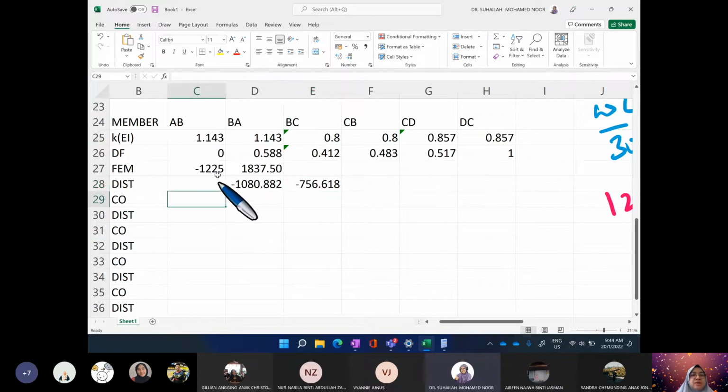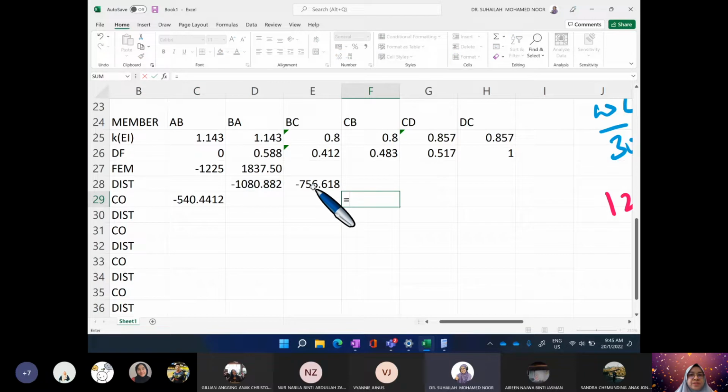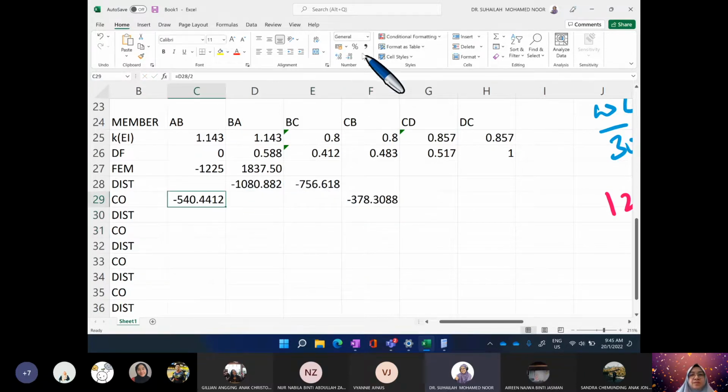So we continue with the next step, which is carry over. We times with the carry over factor, it is 0.5. So this value divided by 2, and this value we also divide by 2. Okay, so we get this and this. We carry the value to the opposite joint. So then we repeat the process again. Then at B, there's no moment.